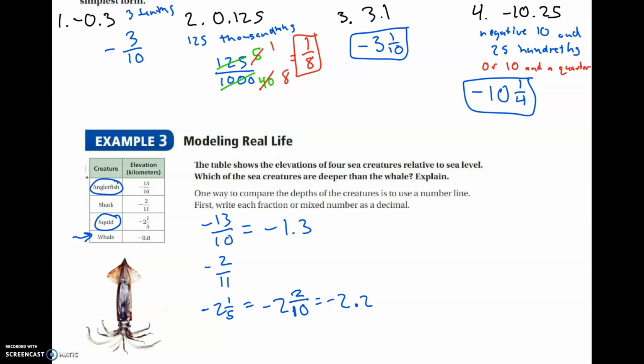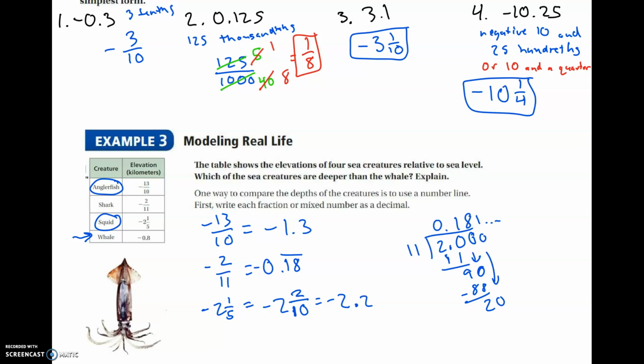Now 2 divided by 11, 2 over 11. 11 goes into 2 0 times. 11 goes into 20 1 time. 11 goes into 90 8 times. Sorry, my computer's really running hot right now, so the sound in the background is probably frustrating. That's 88. And then we're back to that process again. You can see that it's going to repeat again. All right, so because it's an 11 in the denominator, it's always going to be repeating. We get -0.18 repeating. So which ones are less than that one?